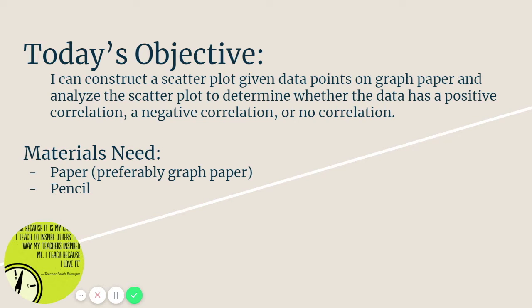Today's objective: I can construct a scatter plot given data points on graph paper and analyze the scatter plot to determine whether the data has a positive, negative, or no correlation. Materials needed are paper, preferably graph paper, and a pencil.